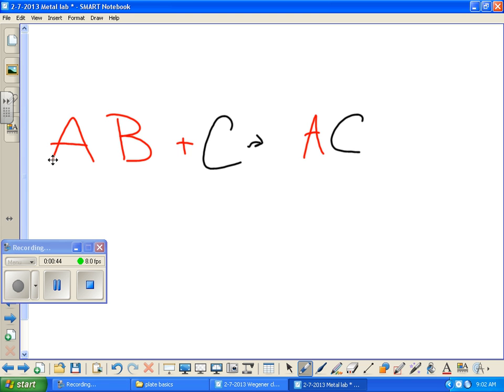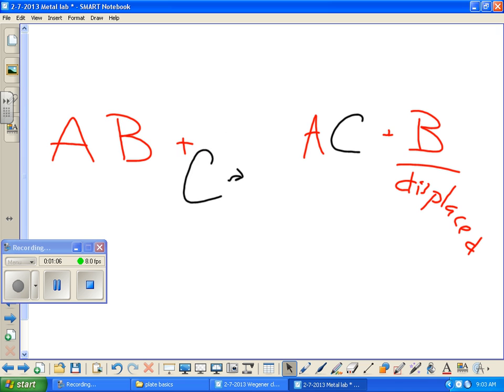What happens to poor B? He's the one, she's the one, it's the one that gets dumped, displaced. Is it always the second letter? No. Good question.